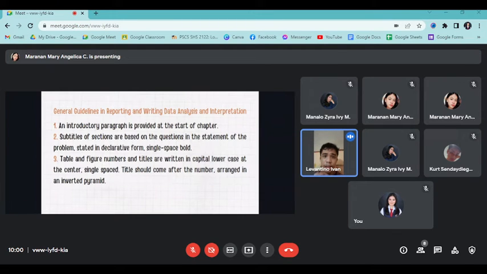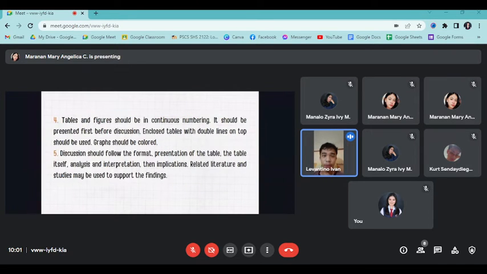General guidelines in reporting and writing analysis and interpretation. 1. An introductory paragraph is provided at the start of chapter. Number 2. Subtitle subsections are based on the question in the statement of the problem, stated in the declarative form or single-space mode. 3. Table and figure numbers and titles are written in capital lowercase at the center, single space. Title should come after the number, arranged in inverted pyramid. Next slide, please.